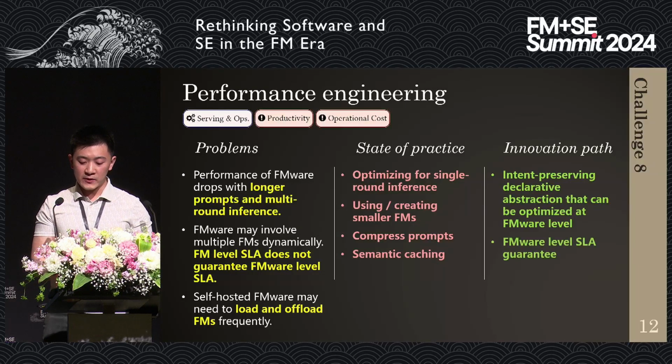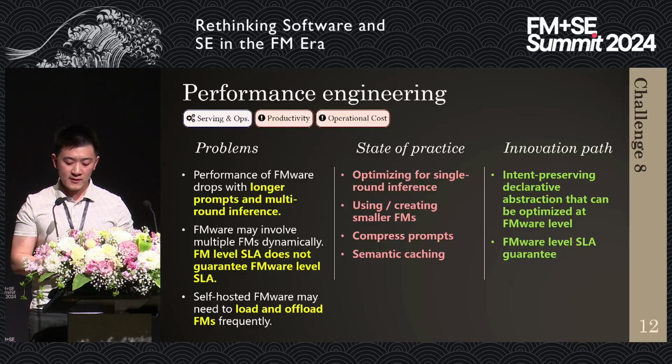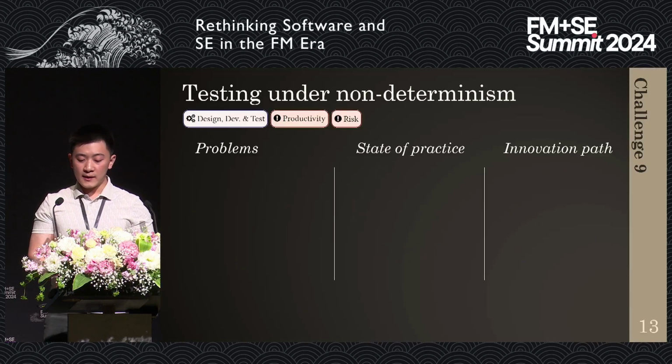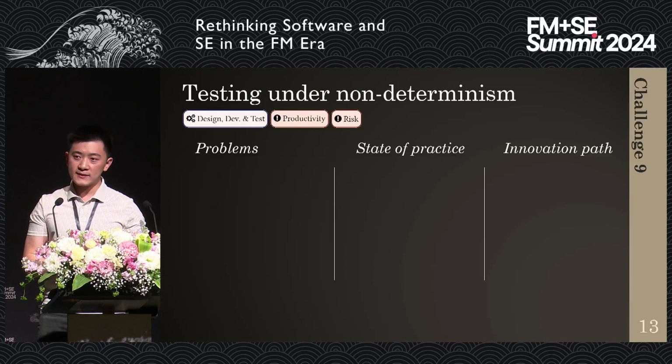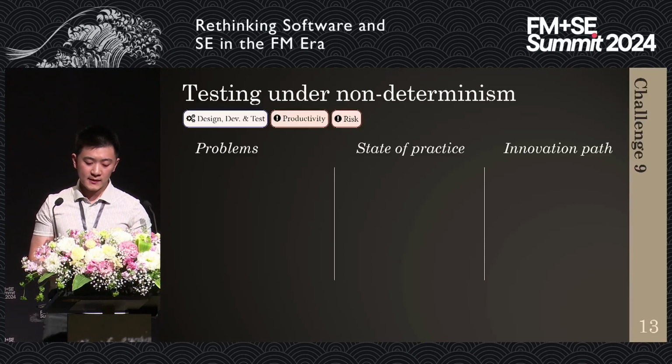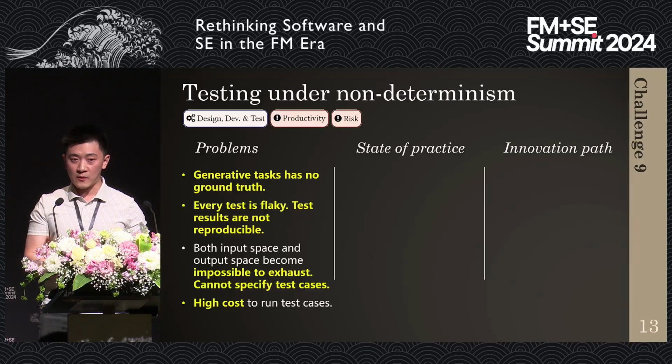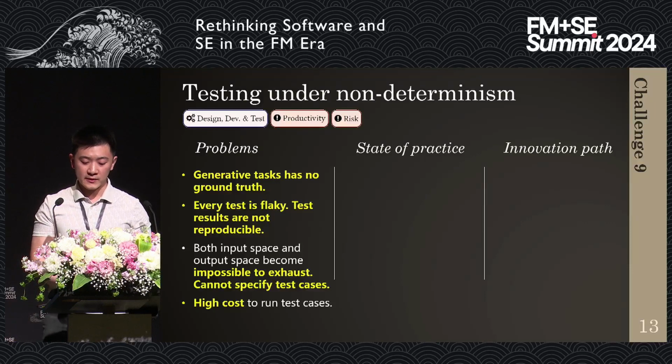So moving forward, we believe that we need to focus on foundation model application level guarantees by utilizing the intent preserved in a declarative abstraction of applications. Another big problem we are seeing right now is testing the foundation model application given its non-deterministic nature. Because generative tasks don't have a ground truth, and every test is flaky when reproducibility is not guaranteed. That means it's very hard to specify the test oracles and test cases of foundation model applications. And because of the operational cost, running a test set also becomes really expensive.